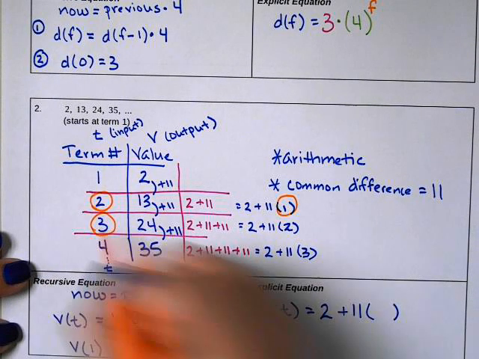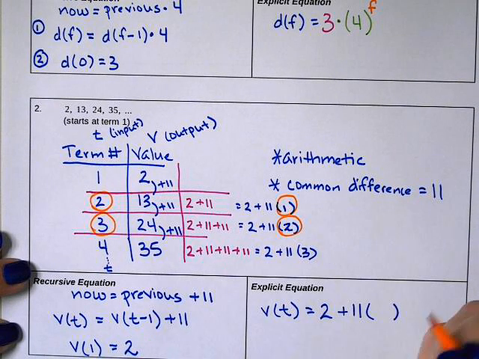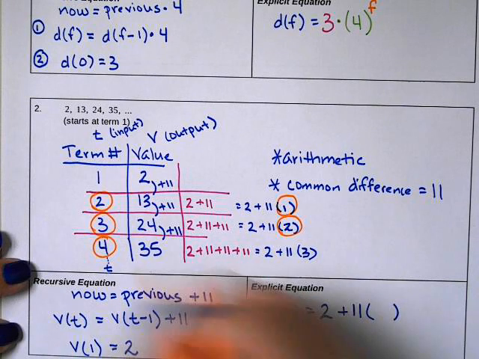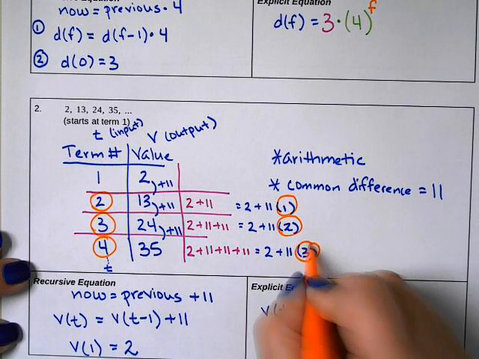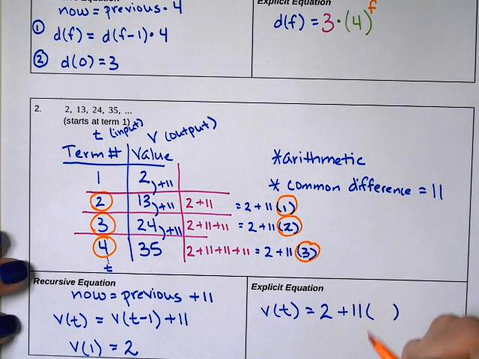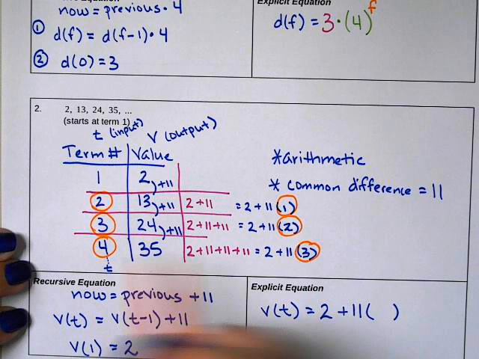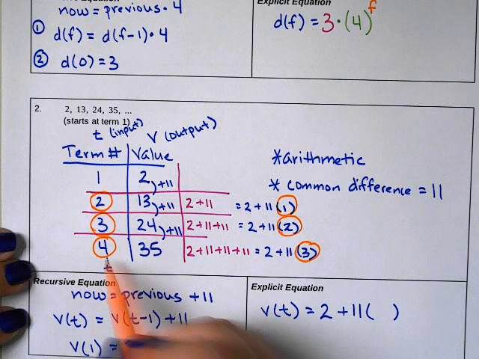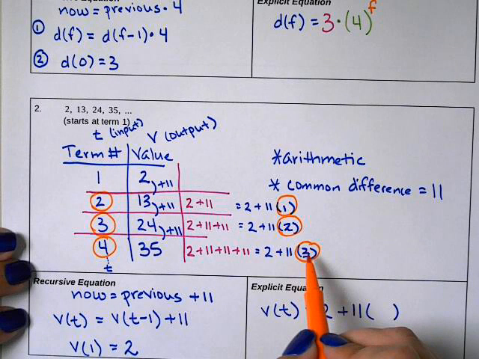For term 3, we're multiplying by 11 twice. For term 4, we're multiplying by 11 3 times. So if I look, it's always 1 less than my term number. So if I were on figure 5, then I would be multiplying 11 by 4.